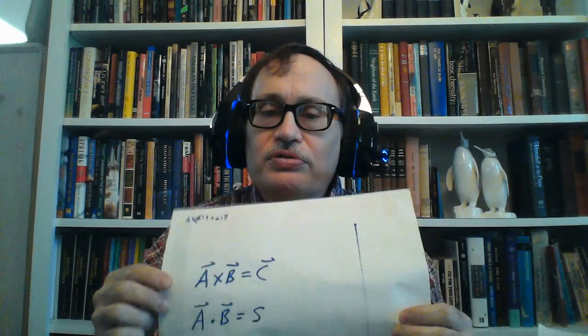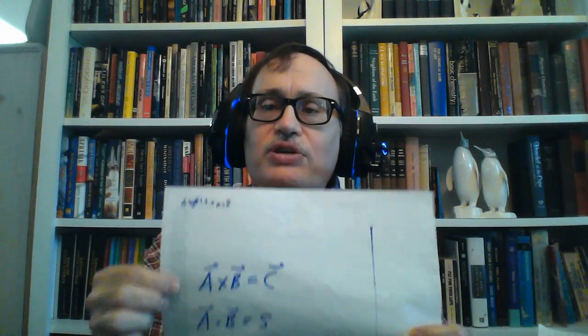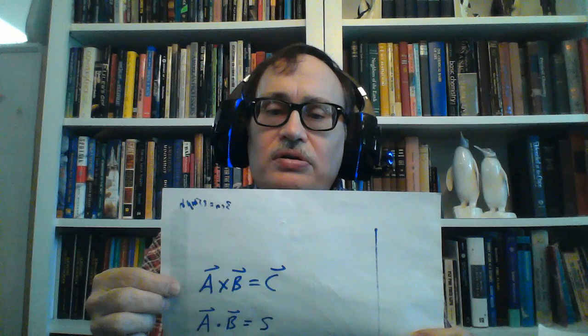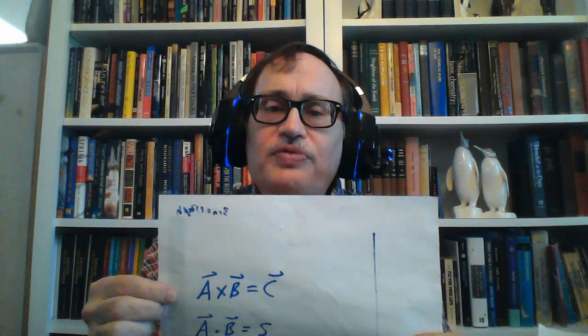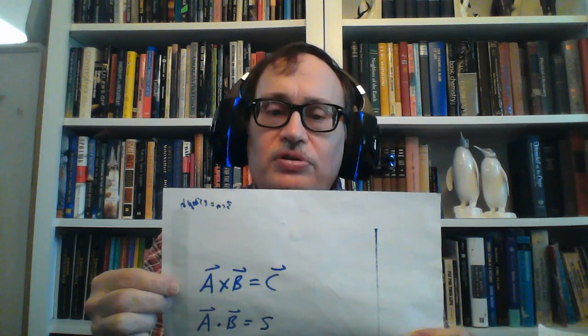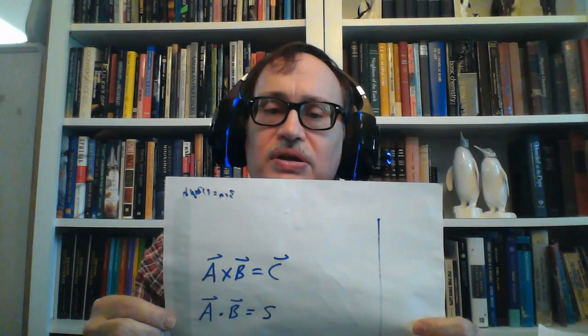Now, the last video showed how to solve graphically a vector problem. So in your textbook, in chapter 3, there's two more things that it covers about vectors. Multiplying vectors. A cross B equals C. So this is a way of multiplying two vectors that gets you another vector. And then A dot B equals some S, some scalar.